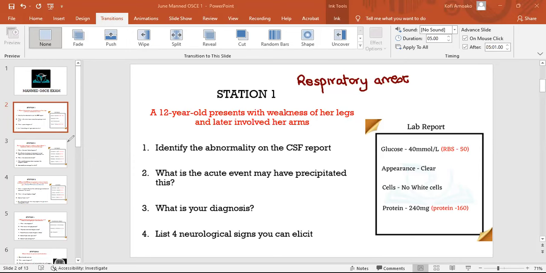Now let's focus on the question. The question is asking us to identify the abnormality on this CSF report. The question gave us parameters of the CSF. Here, we have glucose, we have appearance, we have cells, and then we have proteins.